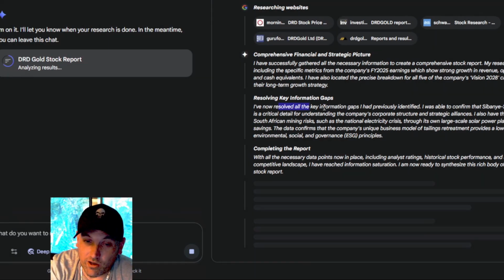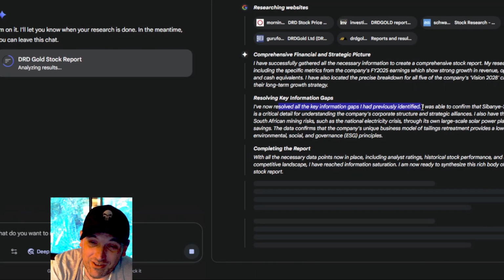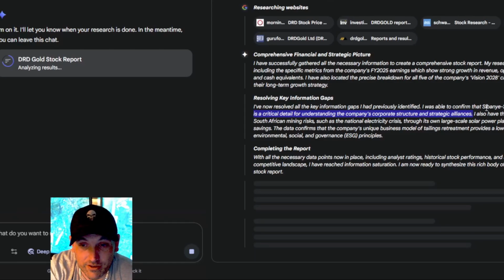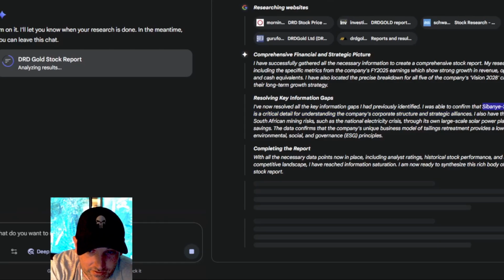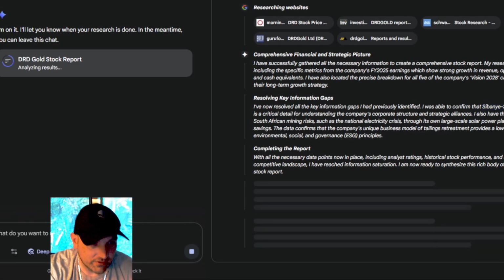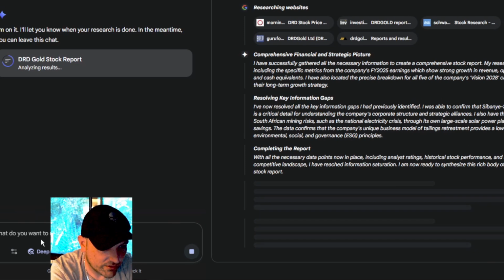I've now resolved all key information gaps I have previously identified, as I was able to confirm the Sibanye-Stillwater holds a majority stake of 51%, which is a critical detail of understanding the company's corporate structure and strategic alliances. How far would it reach? Who is Sibanye-Stillwater? Let's find out.